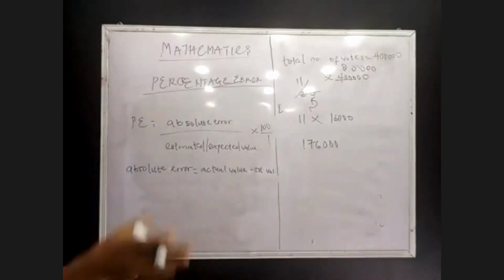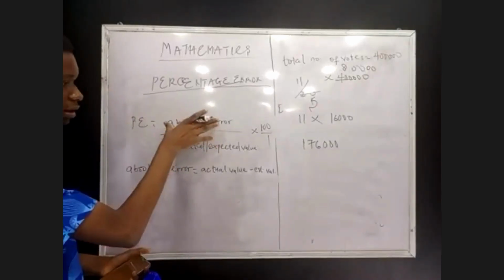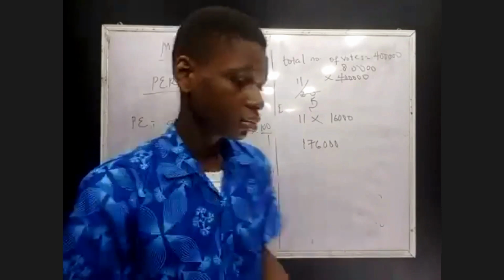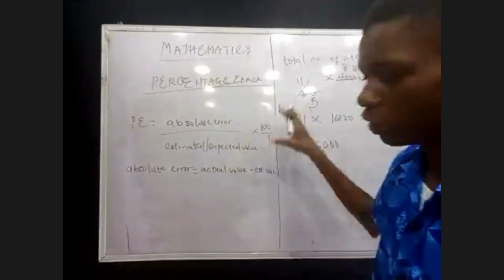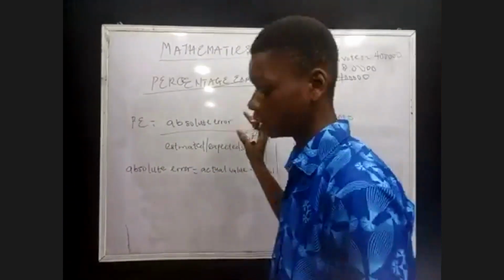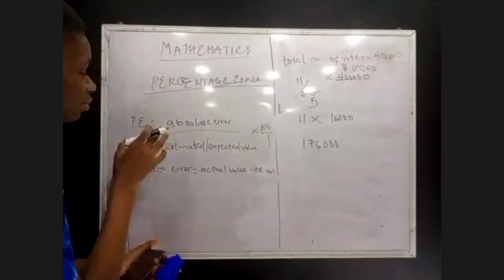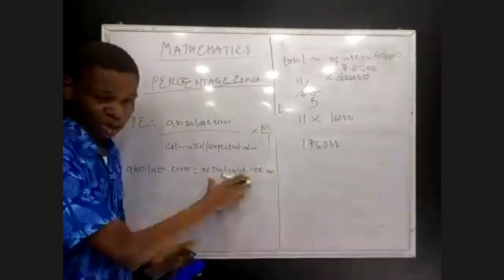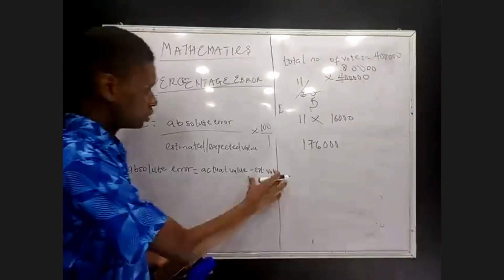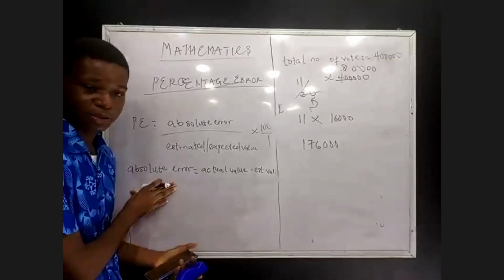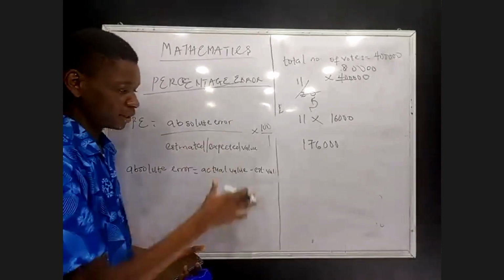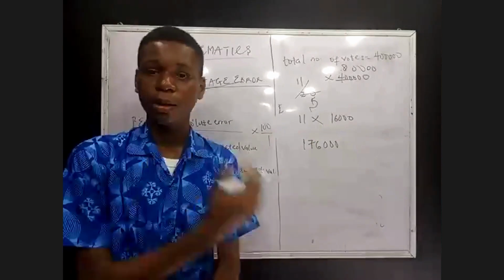So what we'll be doing here is we have percentage error. Anytime we have a question, find out from the question which is the actual value and then which is the estimated value. We subtract to get the absolute error, divide it by the estimated value, and multiply it by 100 to get our percentage error.